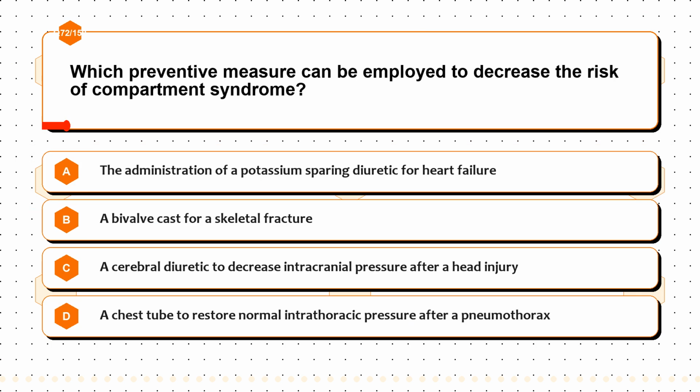Question 72. Which preventive measure can be employed to decrease the risk of compartment syndrome? Here are the options. Option A. The administration of a potassium-sparing diuretic for heart failure. Option B. A bivalve cast for a skeletal fracture. Option C. A cerebral diuretic to decrease intracranial pressure after a head injury. Option D. A chest tube to restore normal intrathoracic pressure after a pneumothorax.